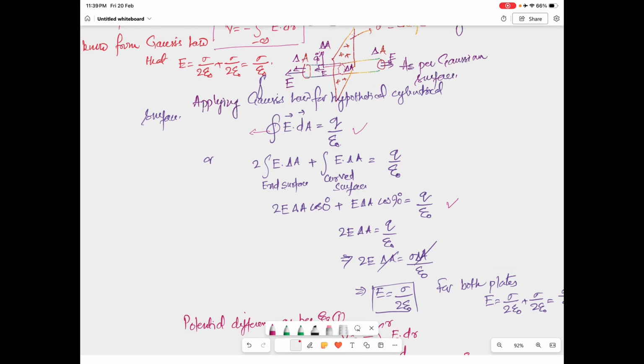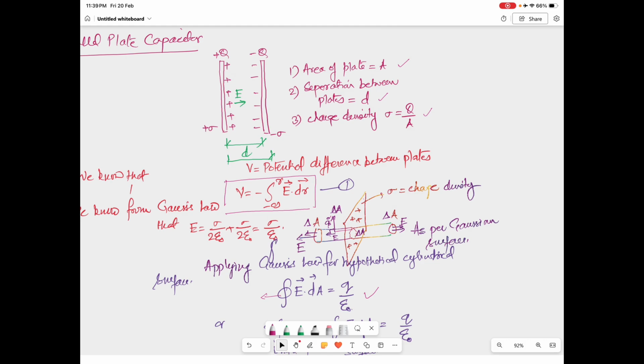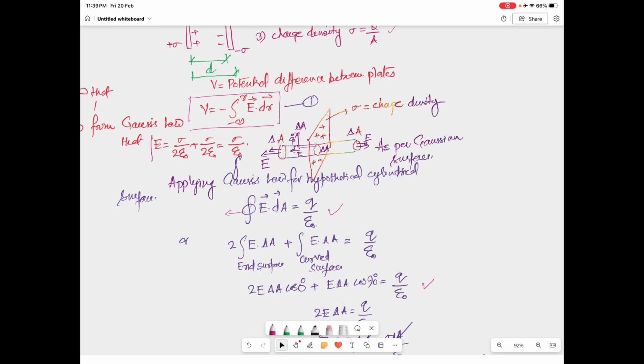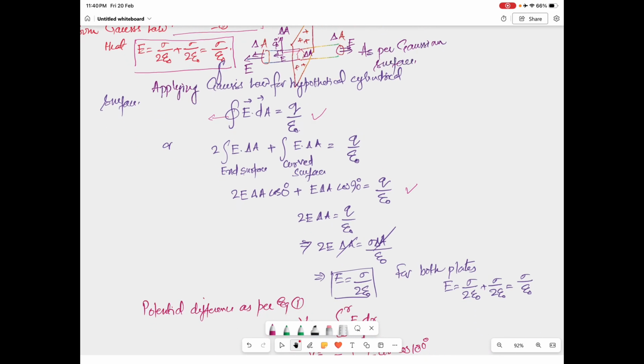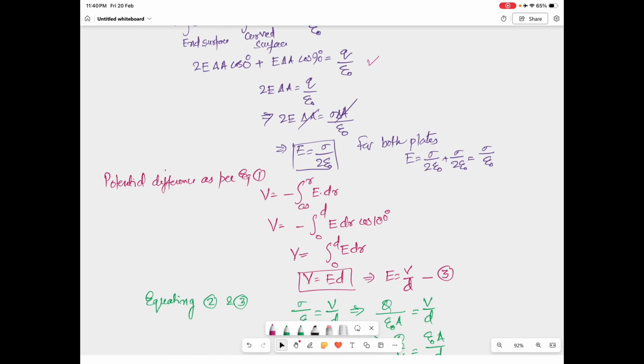Since there are two plates, the negative plate will also contribute to the electric field, which is also in the same direction. You can see here, it will also be in the same direction. So the total electric field between the two conductors will be sigma upon epsilon naught. So the first thing is, by using Gauss's law, we find the electric field between the opposite conductors.